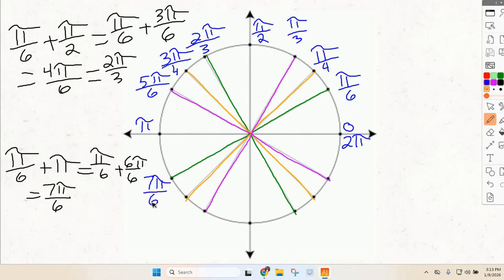Our pi over 4 would work the same way, right? I'd have pi over 4 plus 4 pi over 4, which is going to give us 5 pi over 4. And then lastly, we would have pi over 3 plus 3 pi over 3, which gives us 4 pi over 3. So what's the relationship between our numerator and denominators this time? One bigger this time, yeah?